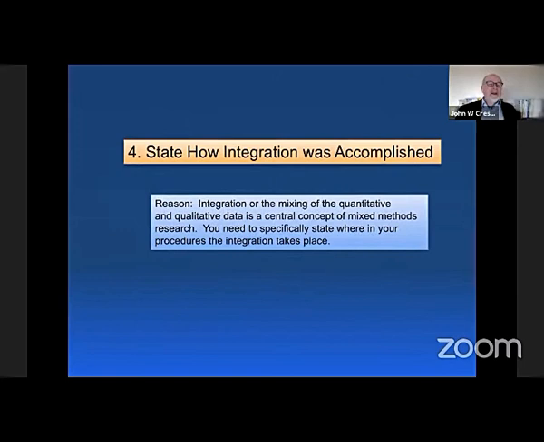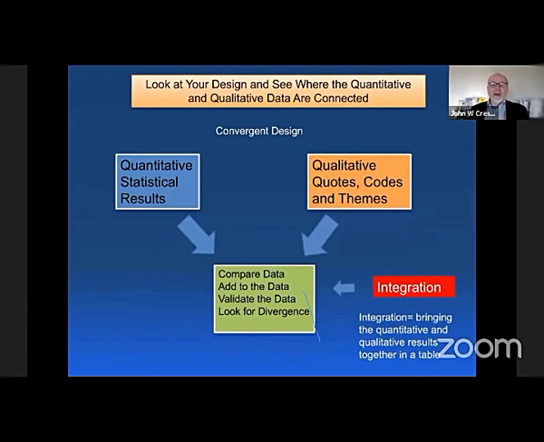Integration. You saw in those steps how integration was an important part. We're putting the two databases together. It's a central concept. You need to use that word, integration, and actually have some statements about how integration was accomplished. So for example, if you have a convergent design, remember this is where we're bringing quantitative and qualitative data together to compare the data, to validate the data, to look for differences in how people talk about a topic quantitatively and qualitatively. Integration occurs at this stage where we're actually merging the two databases.